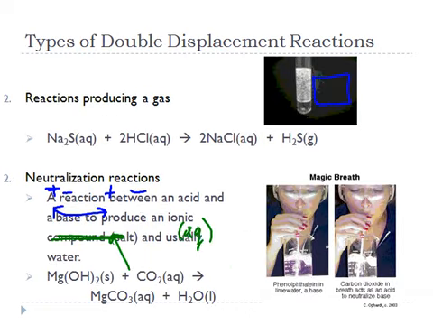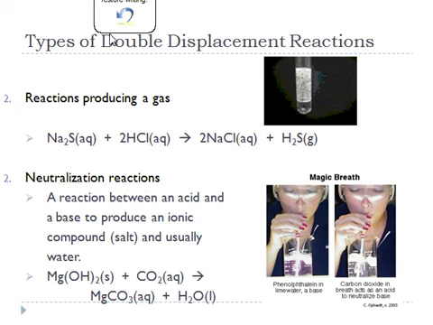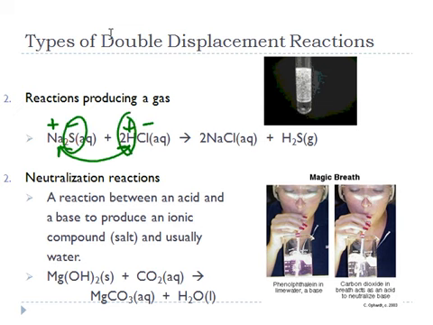Our last two types of double displacement reactions are reactions that produce a gas and neutralization reactions. So here's a reaction that produces a gas. Again, it's a little bit tricky to see, but you can still do your positive and negative charges and then swap the two positives. And that gives you H2S. So my H bonds with my S, bring me H2S, and then my Na, which is positive, is going to bond with the Cl, which is negative, and make sodium chloride.